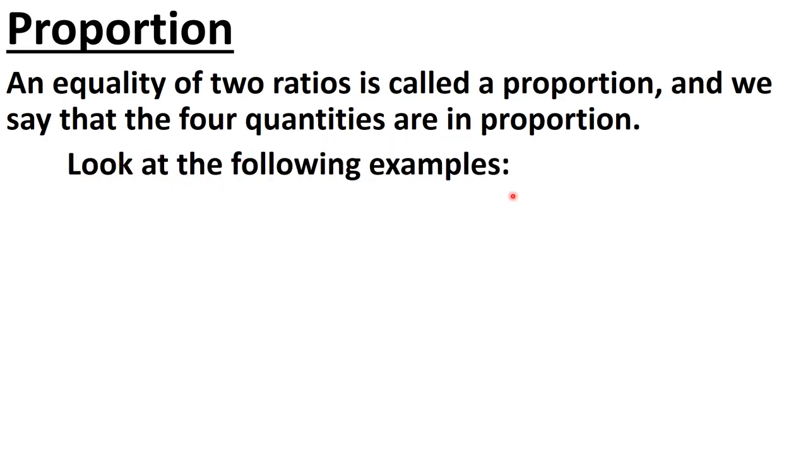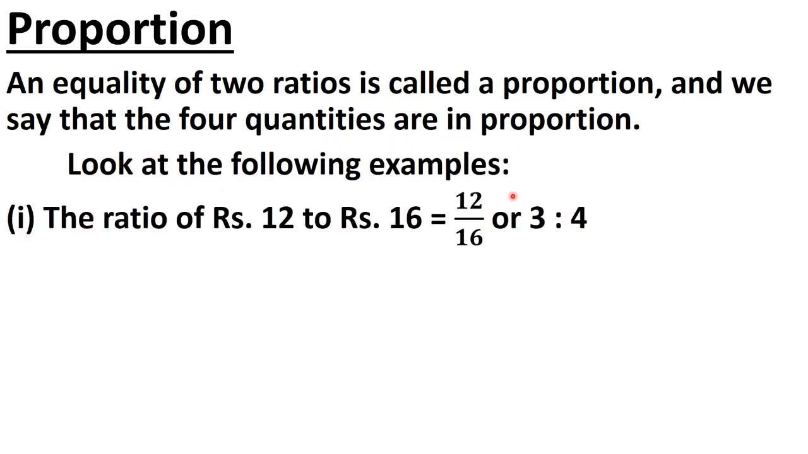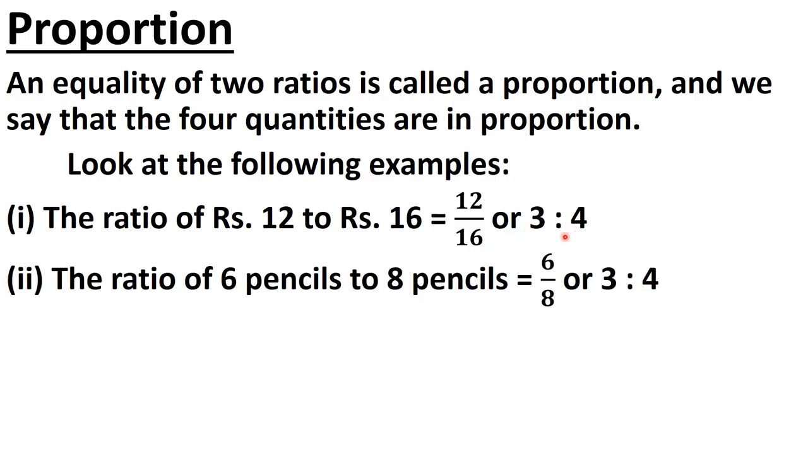Look at the following example. The ratio of rupees 12 to rupees 16 is 12 upon 16. Here we are finding the ratio first. Ratio of 12 to 16 is 12 upon 16, which is equal, in simplest form, to 3:4. Now the ratio of 6 pencils to 8 pencils is 6 upon 8, which is equal to 3 upon 4.